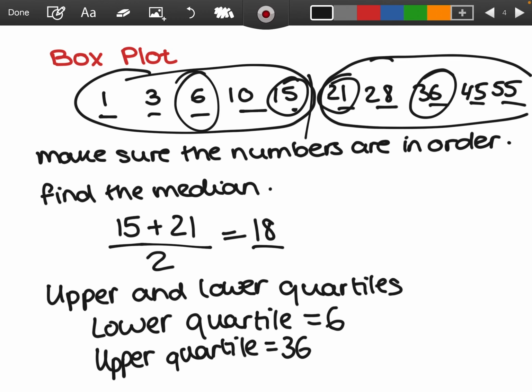The last thing you need in order to draw a box plot is the upper and lower values. So the minimum value in this data set is 1 and the maximum value is 55. Okay, the highest and lowest points. Now we can go ahead and draw a box plot.